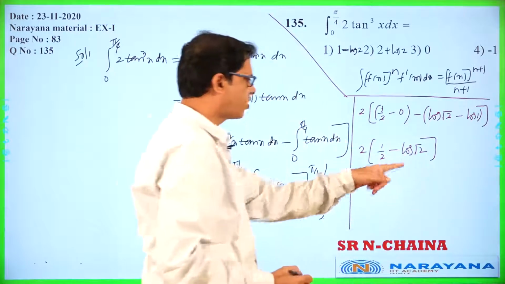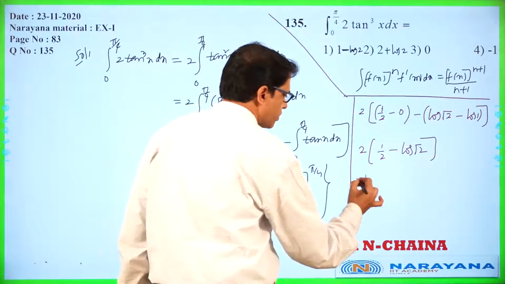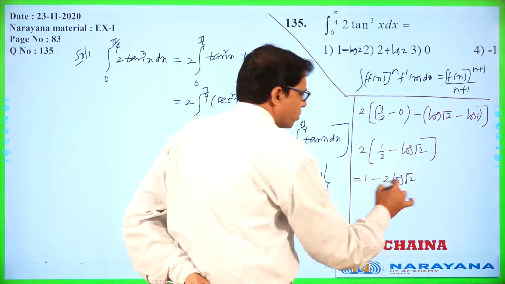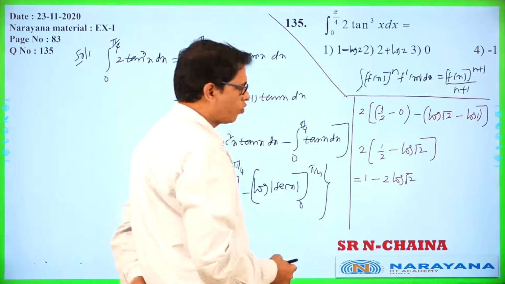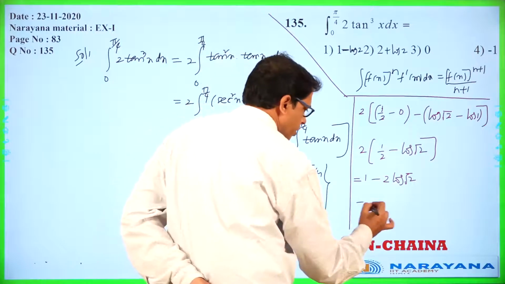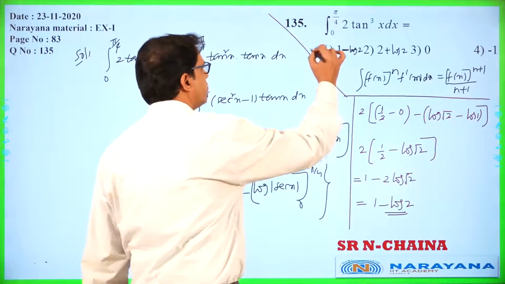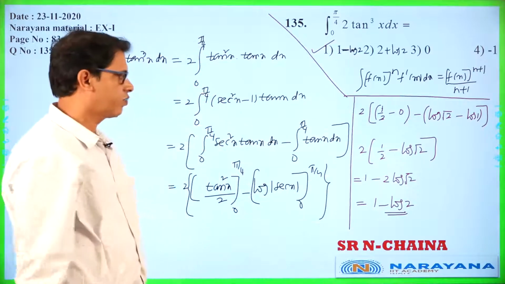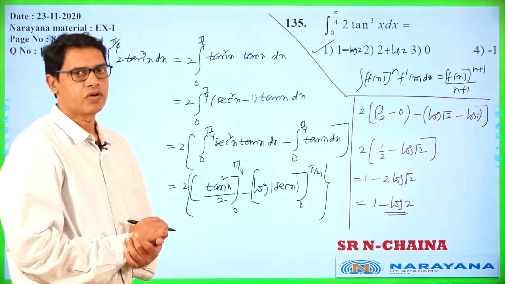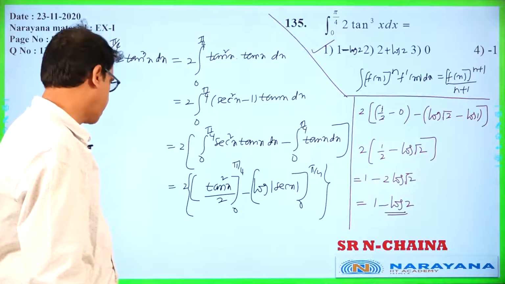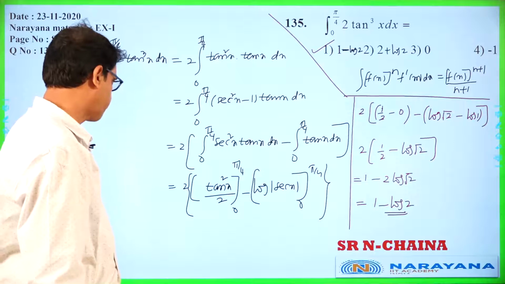Now if you multiply by 2, this becomes 1 minus a, so 2 into log root 2 becomes the square of root 2. Root 2 squared will be 2, that implies (1 minus a) log 2, which means the first option, (1 minus a) log 2. Next one, just a common integration in this one.